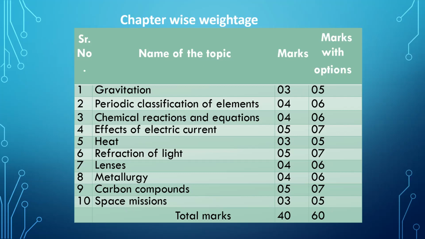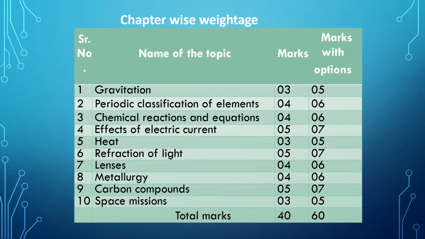Of chemical reactions and equation, 4 marks and with option 6 marks. For chapter number 4, effect of electric current, 5 marks questions will come and with option 7 marks question will come. Of chapter number 5, heat, 3 marks question will come and with option 5 marks. If you are not writing it, just take a screenshot of this. This will be helpful for you when you are doing your self studies.